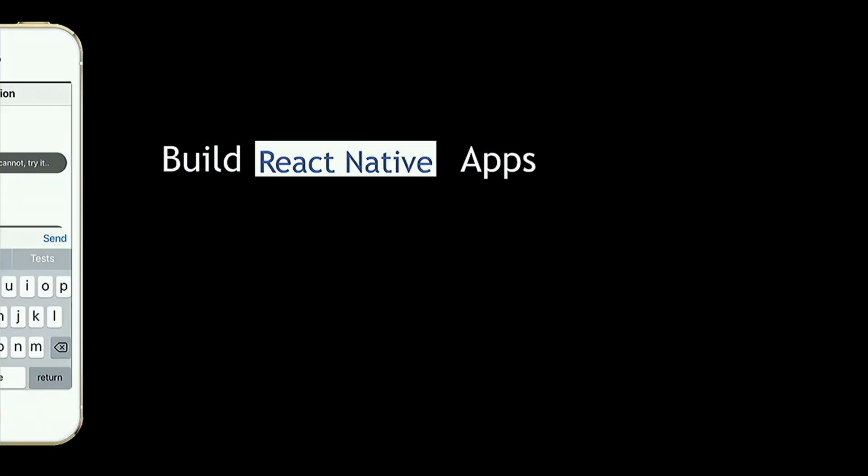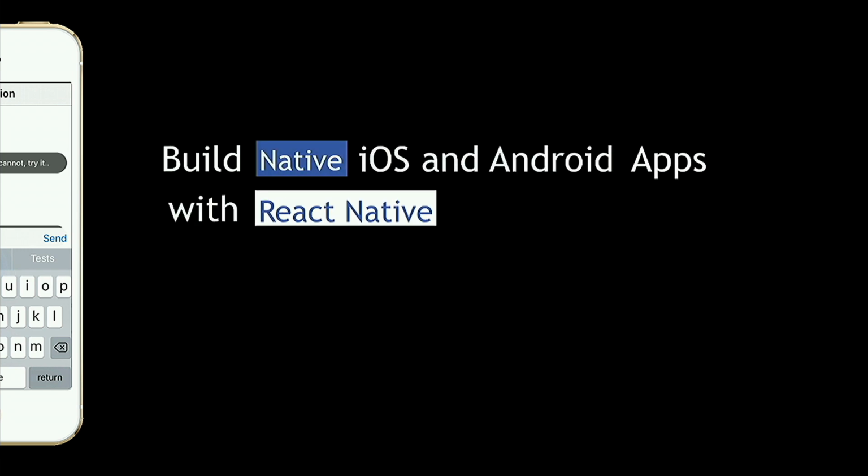Now, I know I'm on the core React Native team. But my personal opinion is that we should not be building React Native apps. Instead, we should be building native iOS and Android apps with React Native. Now, the difference here might be subtle, but I think it's an important one.